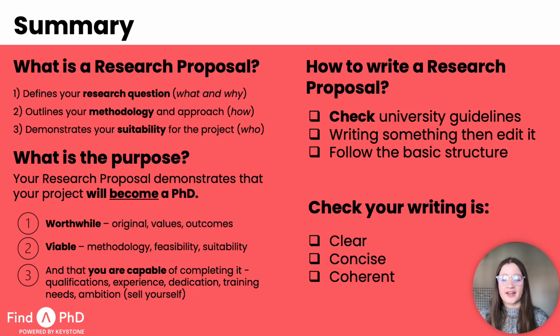We said why write a research proposal? What's the purpose? Well, it demonstrates that your project will become a PhD. You need to show it's worthwhile, viable, and that, again, you're the one to do it. We then talked about how to write a research proposal. Again, check those university guidelines, write something and then edit it, write anything, and follow that basic essay structure we talked about. And to check that your writing's good, make sure it's clear, concise, and coherent.